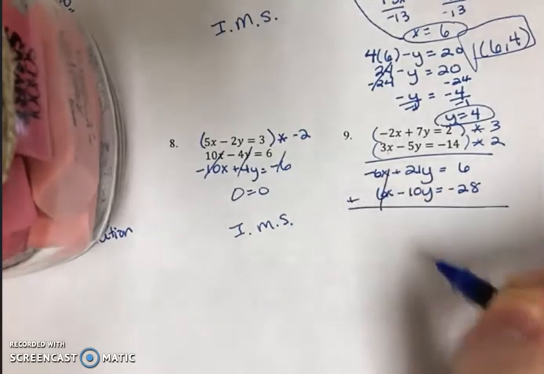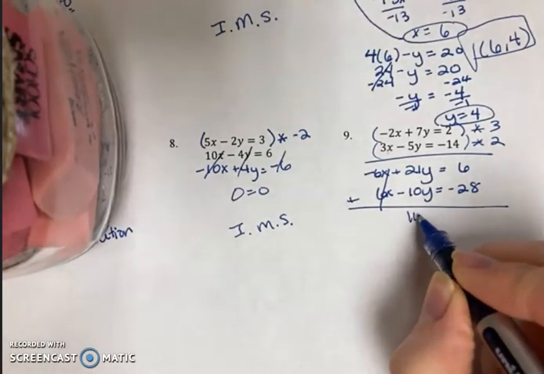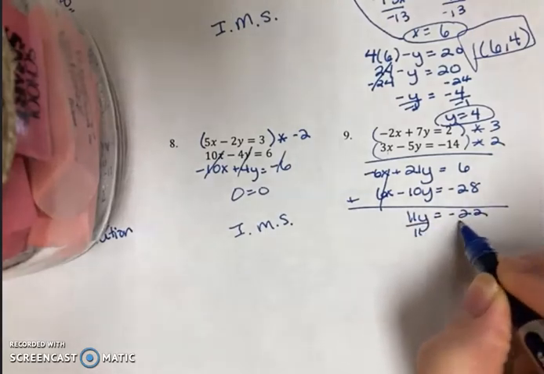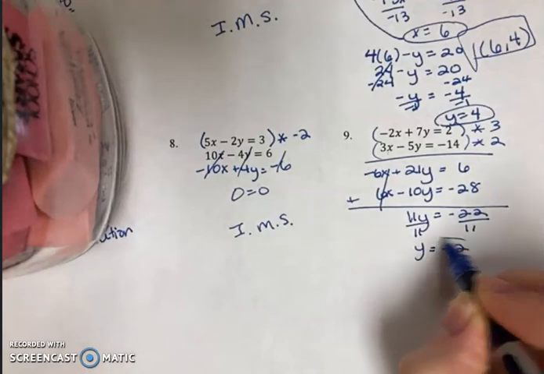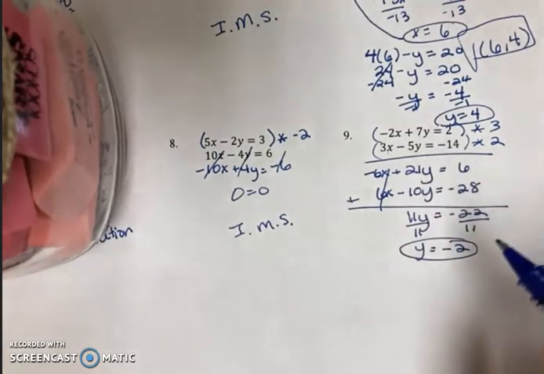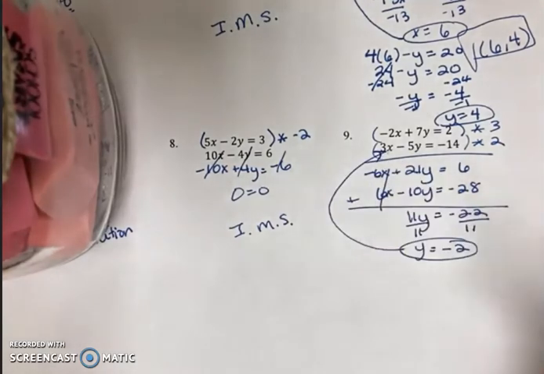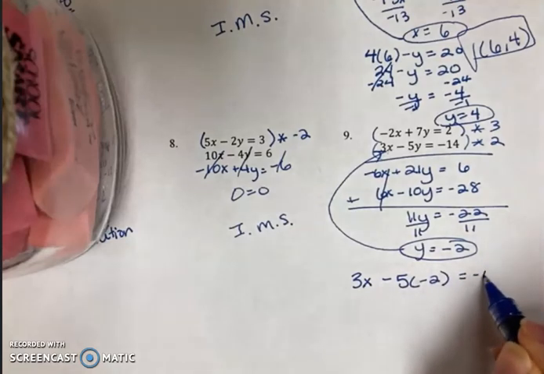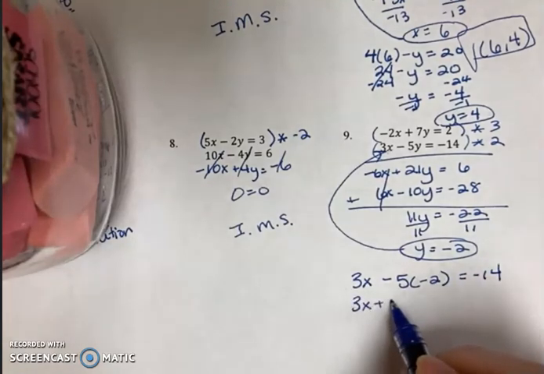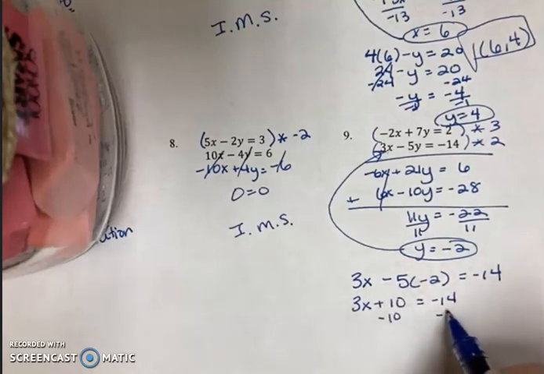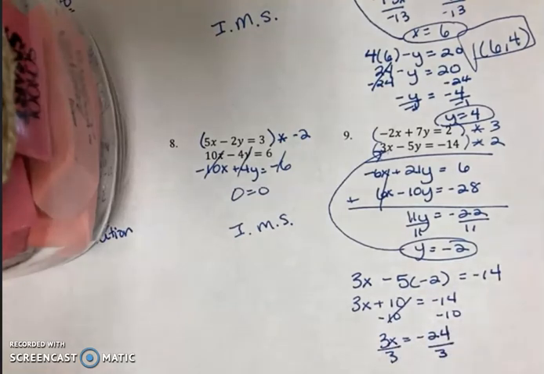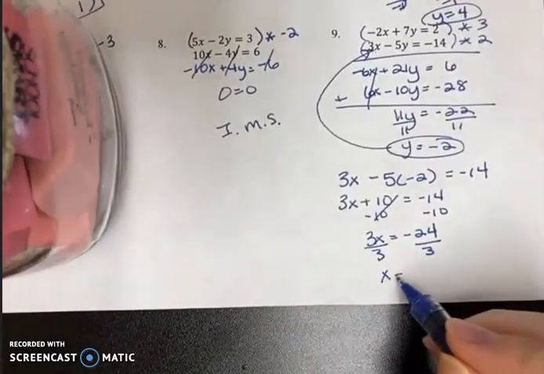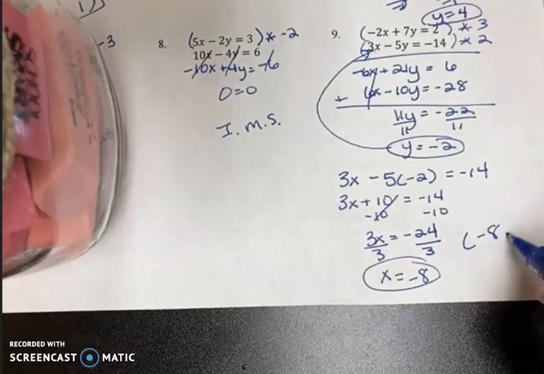If I were to add these together, we can see how the x's cancel, and I'm left with 11y equals -22. Divide by 11, y equals -2. Take it and plug it in. Really, it doesn't matter if you want to plug it in the first or the second. I'm just going to go with the second because I don't like how that x is negative. Just personal preference. So 3x minus 5 times y, which is -2, equals -14. 3x plus 10 equals -14. Subtract 10 from each side. 3x equals -24. Divide each side by 3. X equals -8. So the final answer is -8, -2.